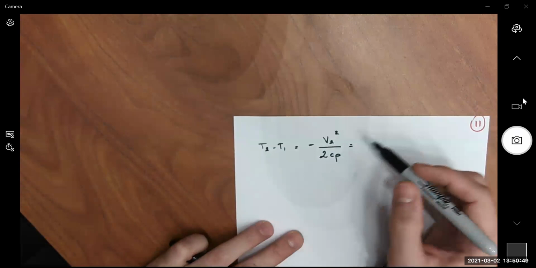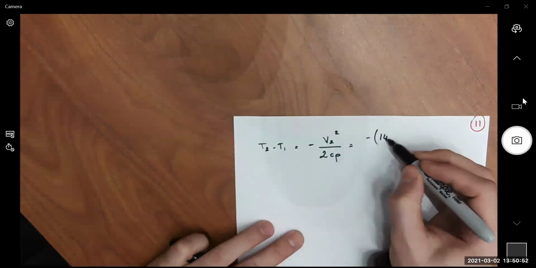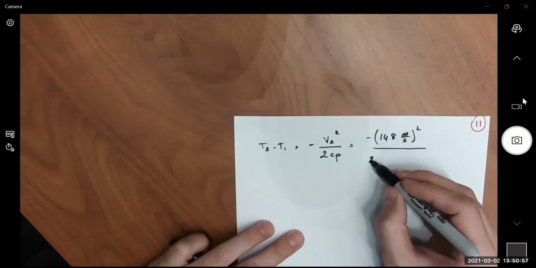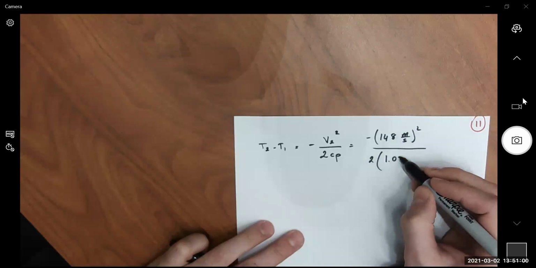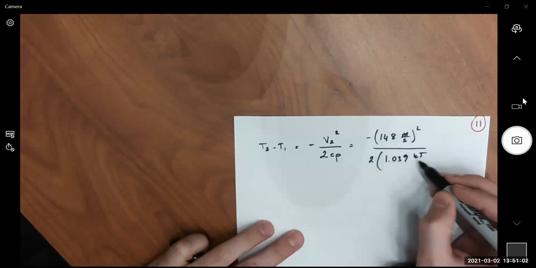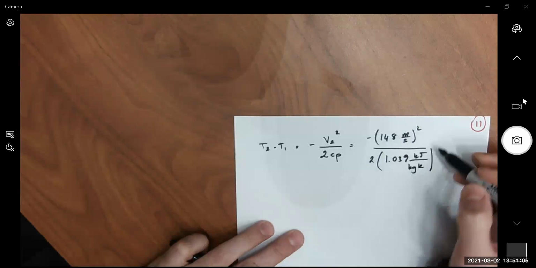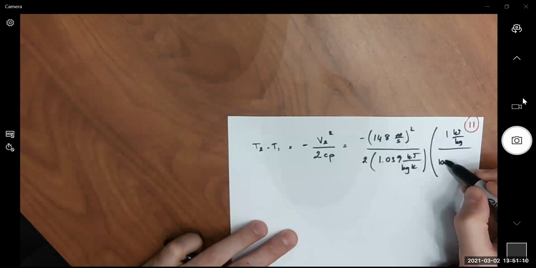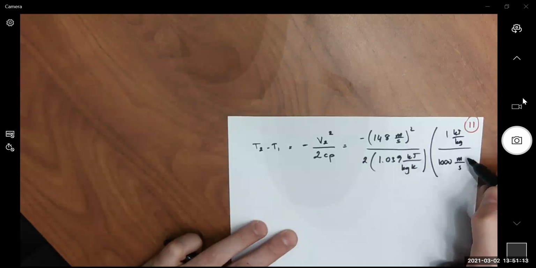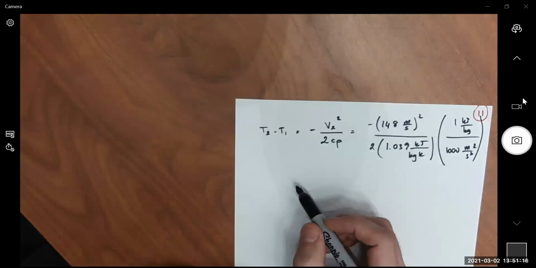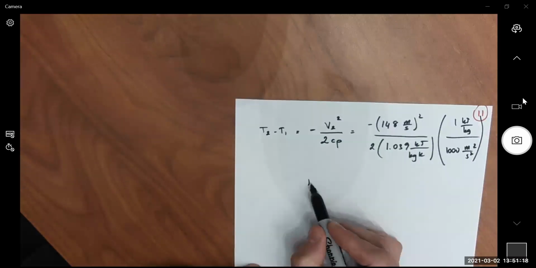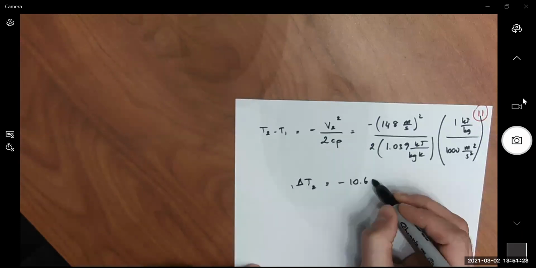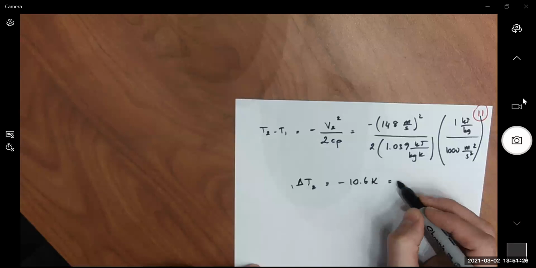Equals minus 148 meters per second squared over 2 times 1.039 kilojoules per kilogram Kelvin. And to convert this to kilojoules per kilogram, divide by 1000 meters squared per second squared. The temperature difference delta T from state 1 to state 2 will be minus 10.6 Kelvin or minus 10.6 Celsius.